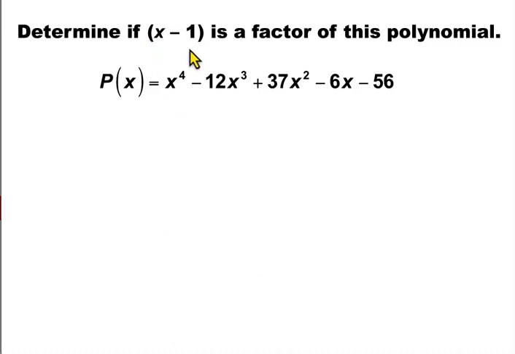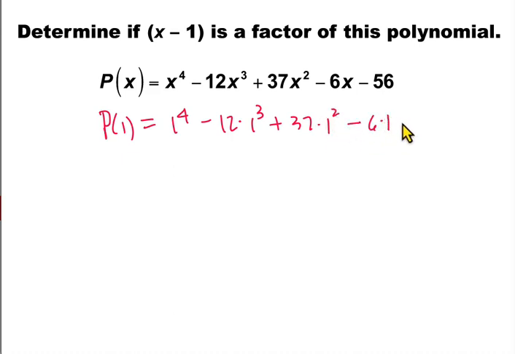To see if x minus 1 is a factor of this polynomial, we plug in the numerical value into the polynomial, but make sure the factor is written in the form x minus a. X minus 1 is in this form, so we plug in 1. So we get p of 1 equals 1 to the 4th minus 12 times 1 cubed plus 37 times 1 squared minus 6 times 1 minus 56.